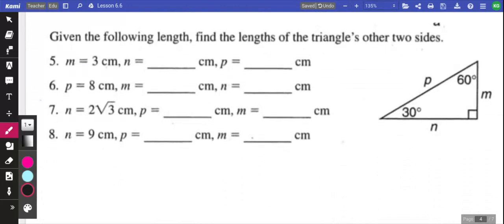In this one, we have a 30-60-90 triangle. So remember that the hypotenuse over the short leg is a 2-to-1, and the long leg over the short leg is square root of 3 over 1.